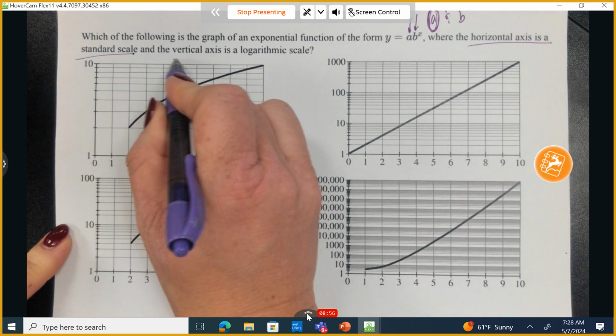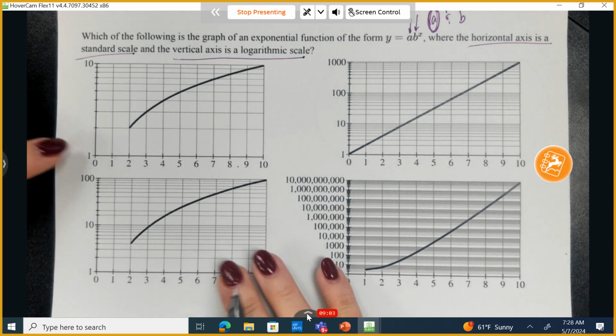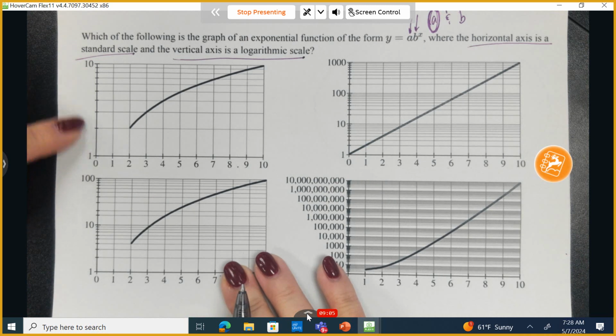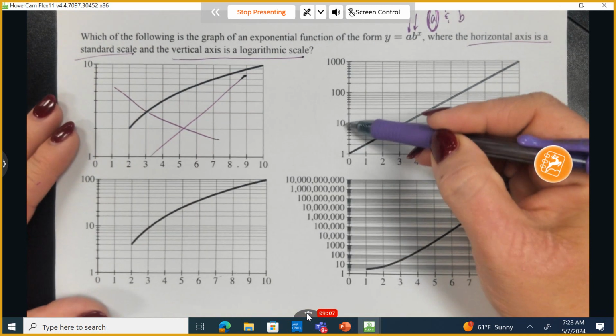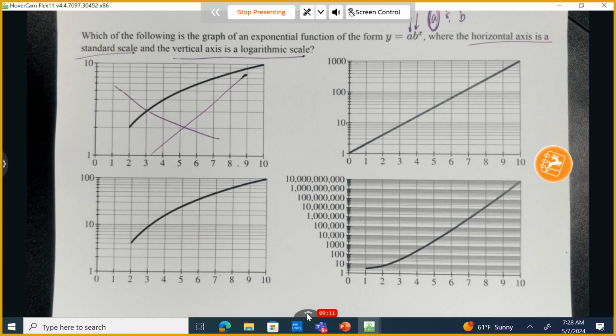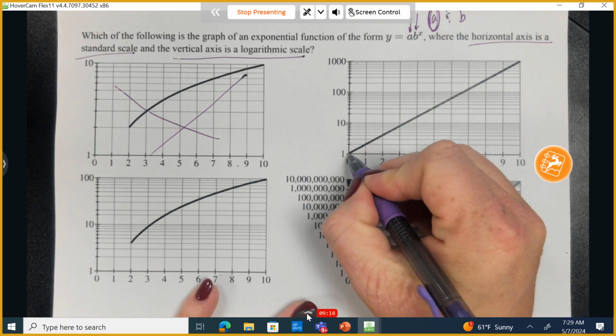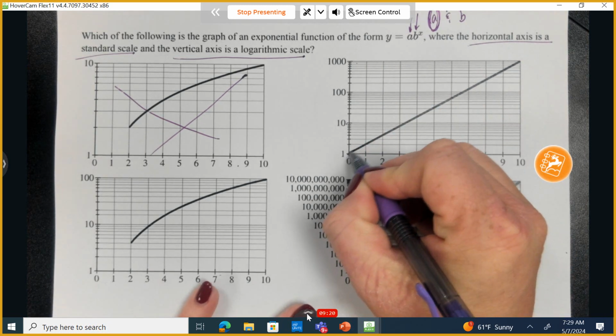Then it says the vertical axis is logarithmic. Logarithmic means we're going up by a multiplier. Do you see how this looks pretty standard? 1, 2, 3, nope. Oh, here we go. We're going up by a multiplier. Okay, going up by a multiplier, going up by a multiplier. Okay, all of that looks good. What am I able to do next? Well, the next thing is, if I'm telling you that if we came straight down here, did you guys see this? What is my starting value?